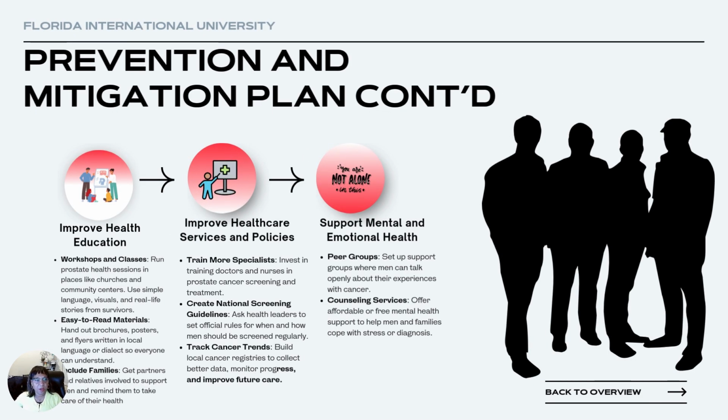And also, we must improve the health education, training more specialists, creating national screening guidelines, and offering counseling. Including families in education and providing support groups can improve both physical and emotional outcomes, right? So here, we can support mental and emotional health, like peer groups and counseling services.